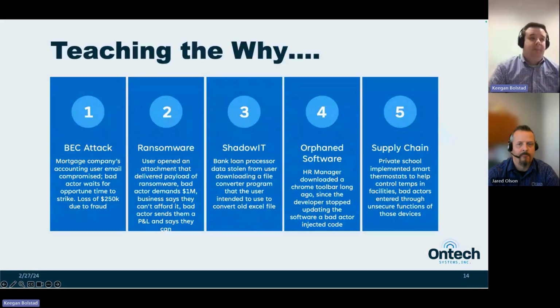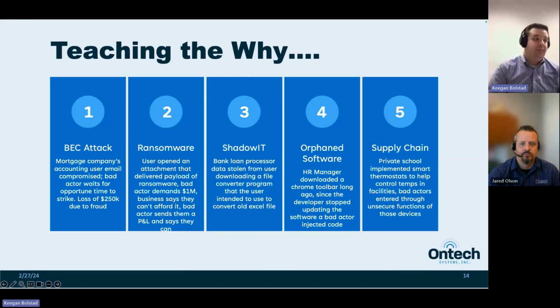Teaching the why. This was important to us as we talked about setting up vulnerability management. All of these examples, had vulnerability management really been implemented in a proactive approach, could have helped solve or prevent some of these. All of these examples are users just trying to do their job. No user in any of these circumstances was attempting to be malicious. They were all in pursuit of just doing their job.